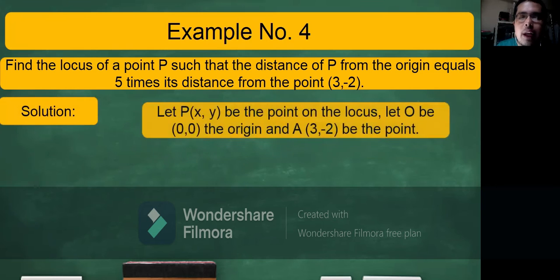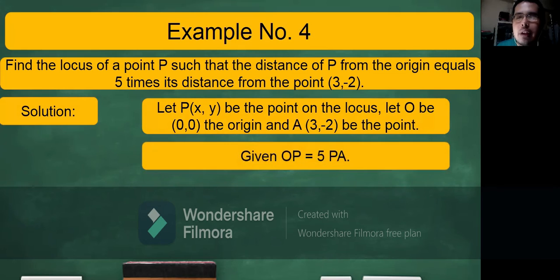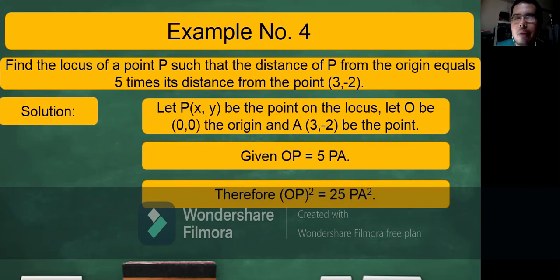So our solution, same step. We let P(x, y) be the point on the locus. Let O be the origin, which is (0, 0), and A, (3, -2), be the point. So let's graph this on the Cartesian plane later on. We're given segment OP, which is equal to 5 times segment PA. Therefore, if we square it, OP squared is equal to 25 PA squared, because we're looking for the distance, so that's why it's squared.